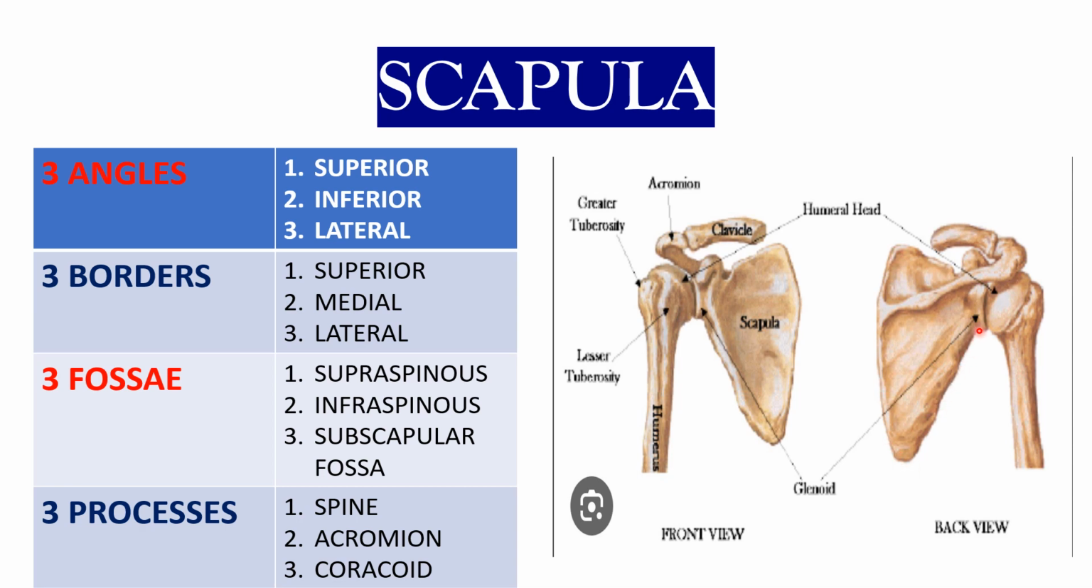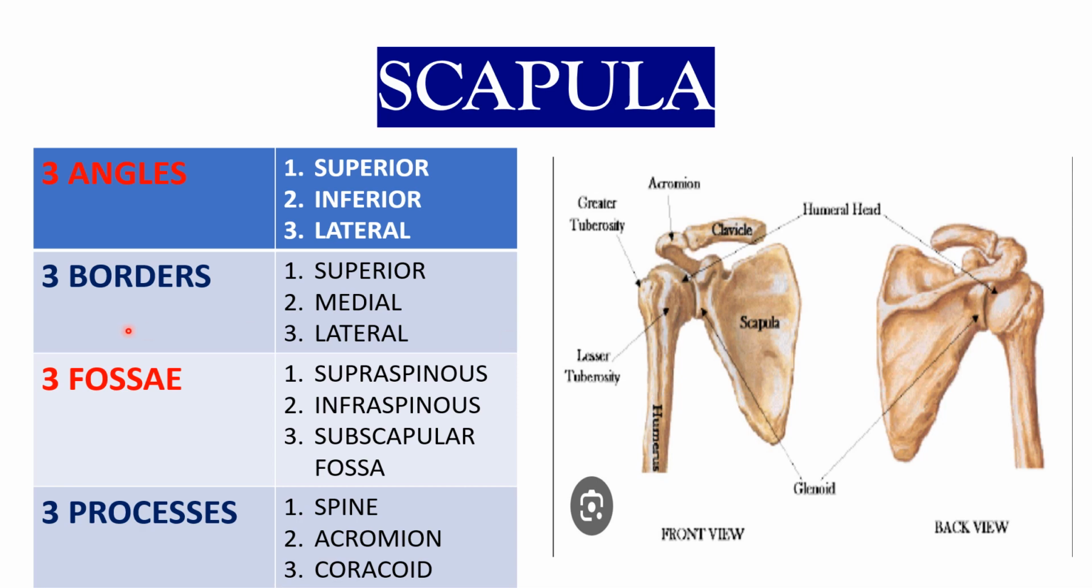Now, the superior angle is opposite the second rib. The inferior angle is opposite the seventh rib. And the lateral angle is called the head. Now, this head has three features. It has the glenoid cavity, which articulates with the head of the humerus to form the shoulder joint. It also has the supraglenoid tubercle and then the infraglenoid tubercle.